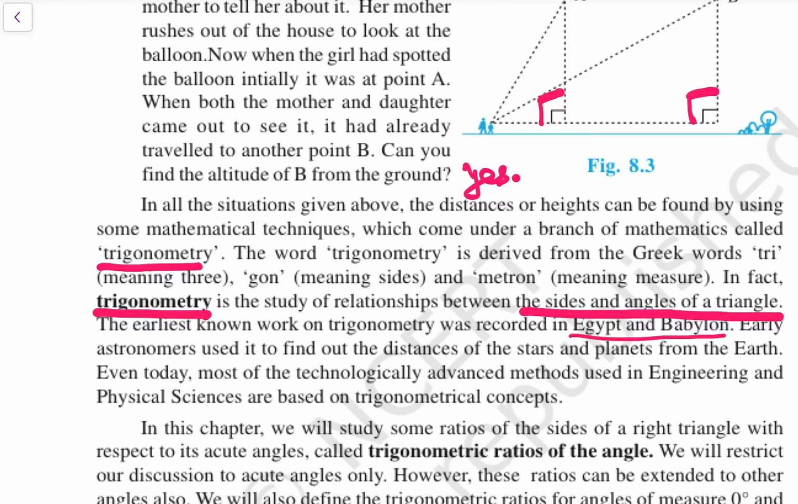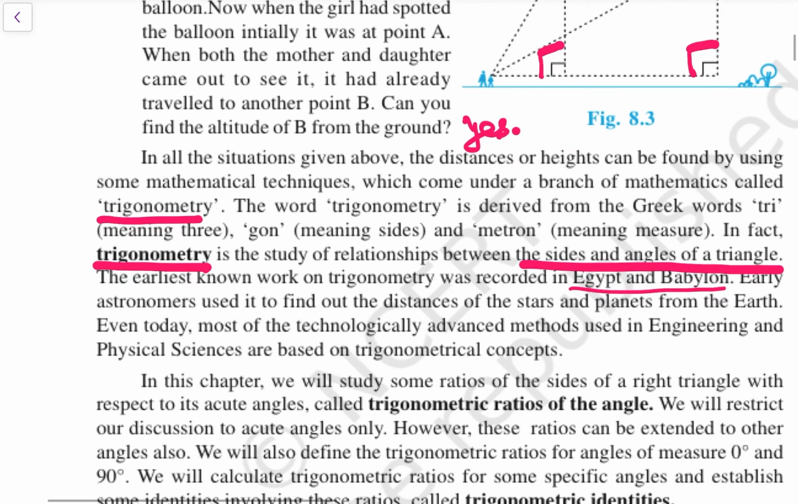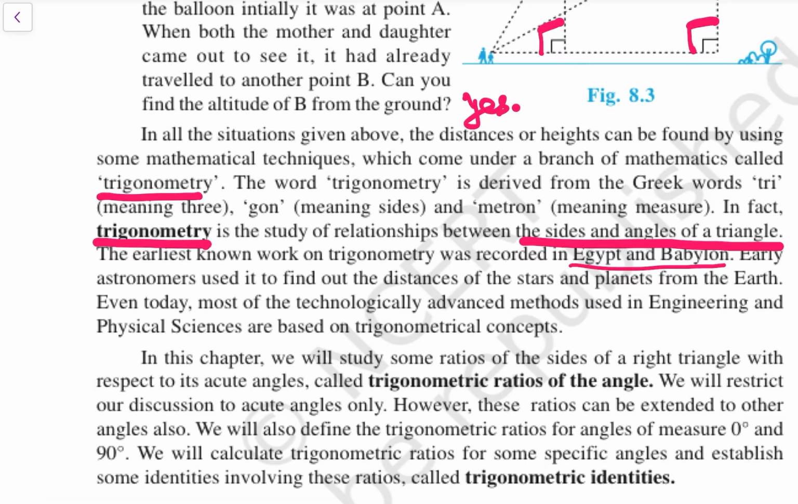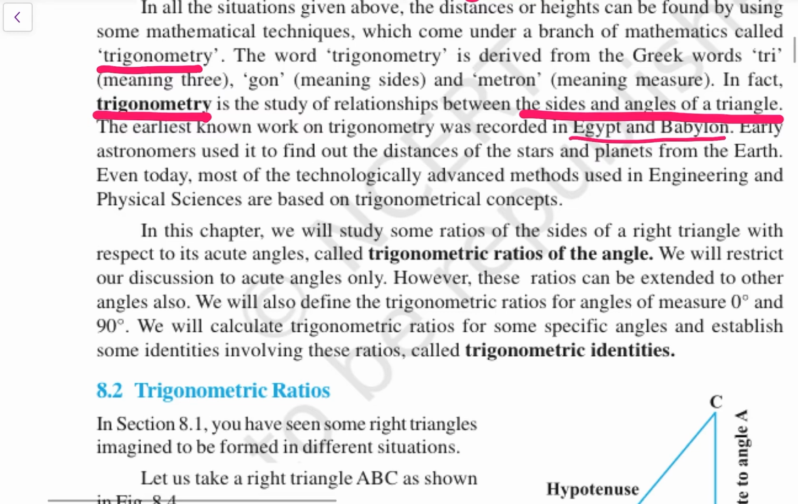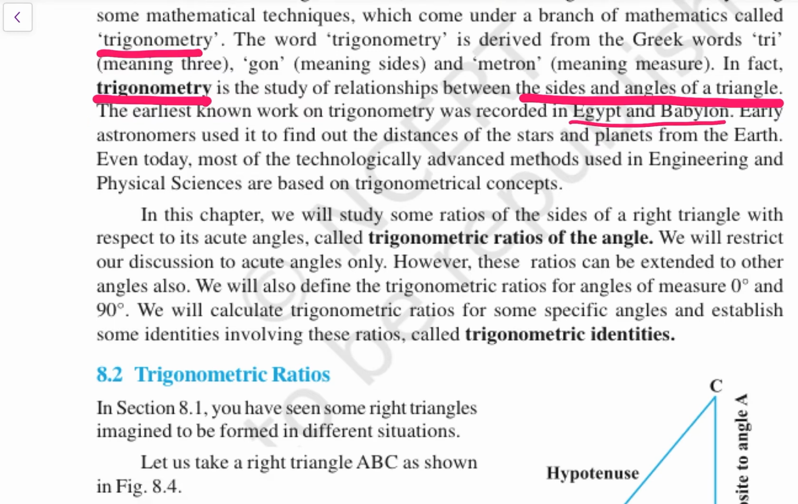Earlier, astronomers used it to find out the distance of stars and planets from the Earth. Even today, most of the technologically advanced methods used in engineering and physical science are based on trigonometrical concepts. So, you see how wide is the range and application of this concept of trigonometry? In this chapter, we will study some ratios of sides of a triangle with respect to its acute angle, called trigonometric ratios of angles. We will restrict our discussions to acute angles only.